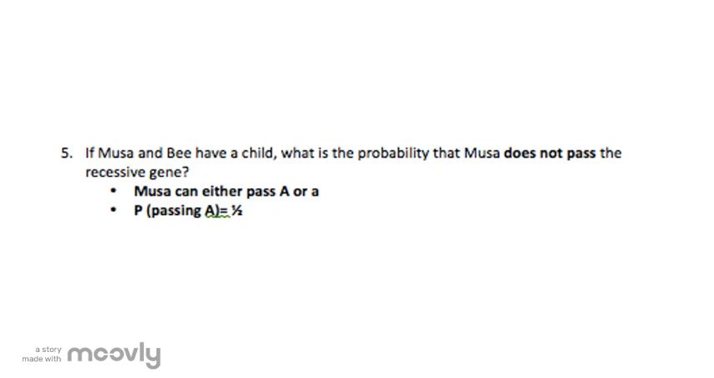And so the probability that Musa will not pass the recessive gene is 1 out of 2, because Musa can only pass 2 genes, and that is the big A and the little a. So if he does not pass the recessive gene, he has to pass the big A, which is 1 out of the 2 genes that he has.